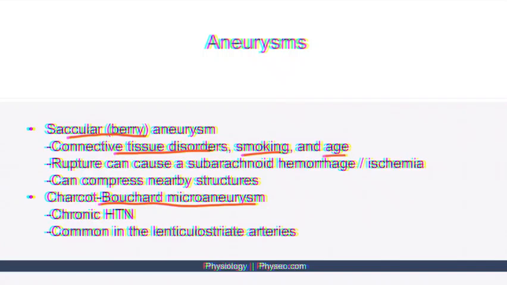It's important to know that these aneurysms can either rupture or can compress nearby structures. If they rupture, they can cause a subarachnoid hemorrhage and/or ischemia to the nearby region. If they compress nearby structures, the patient may have clinically significant symptoms, but this depends on the location of the aneurysm. On the other hand, Charcot-Bouchard microaneurysms are microscopic dilatations of arteries that occur as a result of chronic hypertension. It's important to know that this type of aneurysm most commonly occurs in the lenticulostriate arteries.